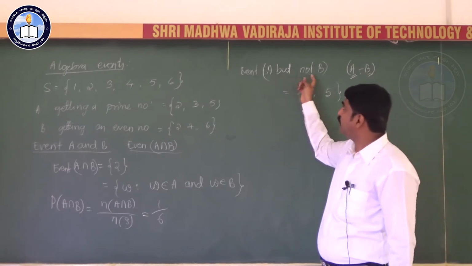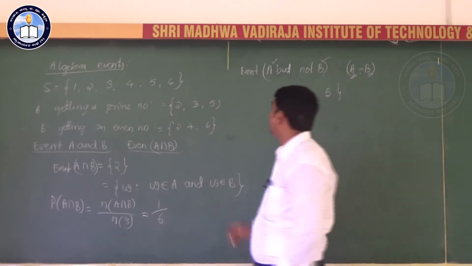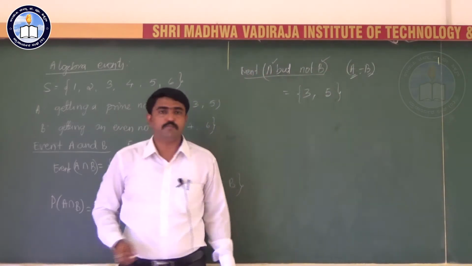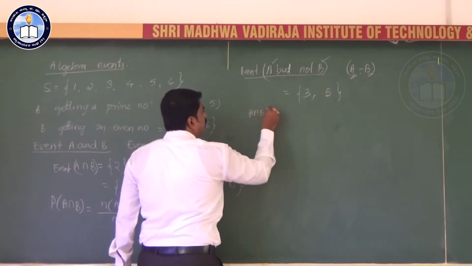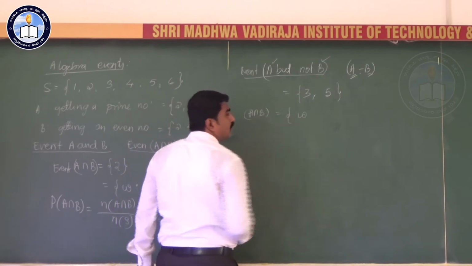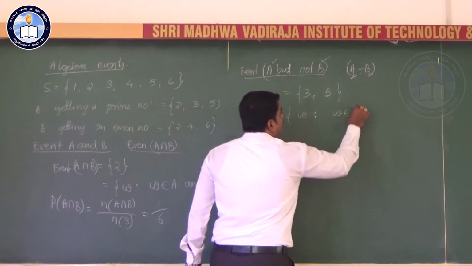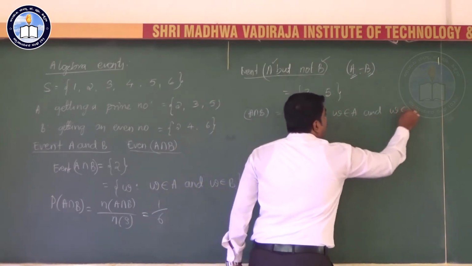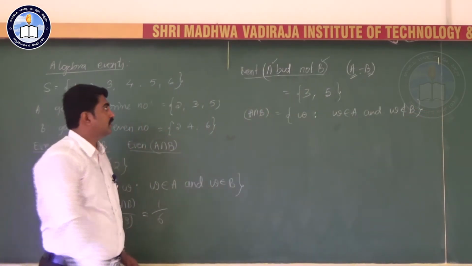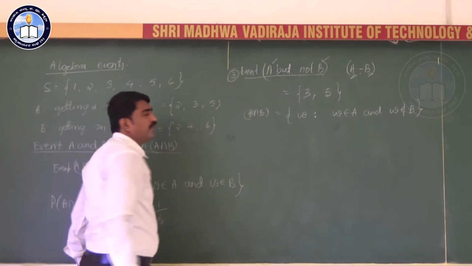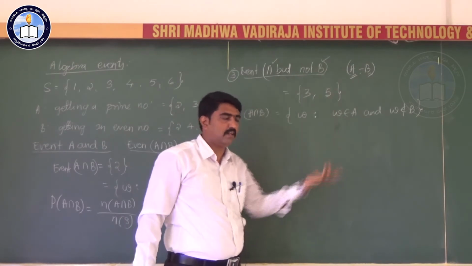Event A but not B is nothing but an outcome that belongs to A but does not belong to B. That is, for any event, A but not B will be equal to the set of all omega such that omega belongs to A and omega does not belong to B. That is event A but not B. So this is the third one. Then how to find its probability? Same: n of A minus B divided by n of S.